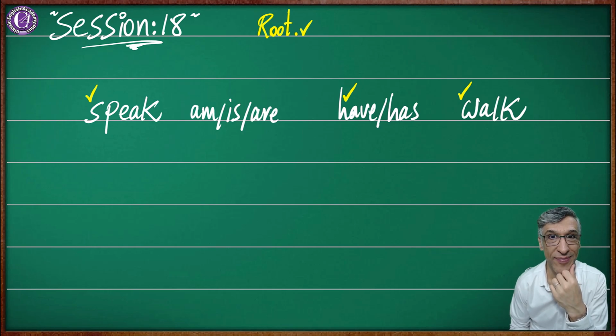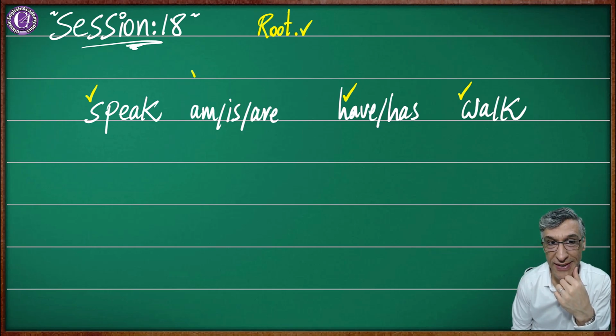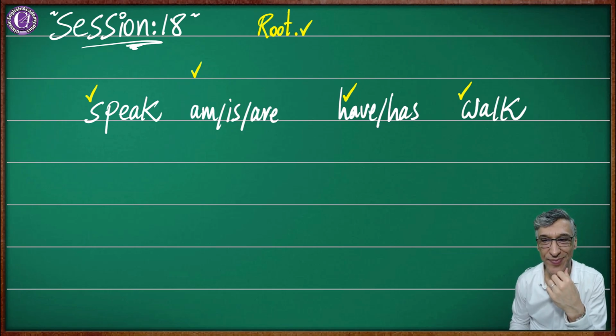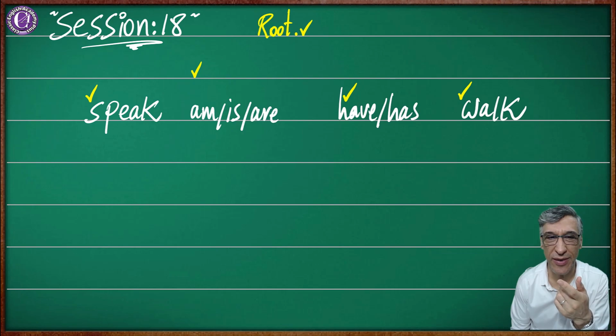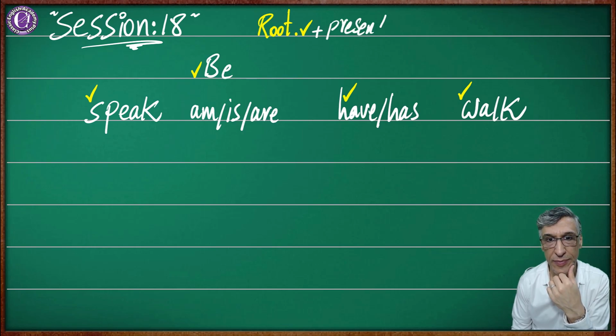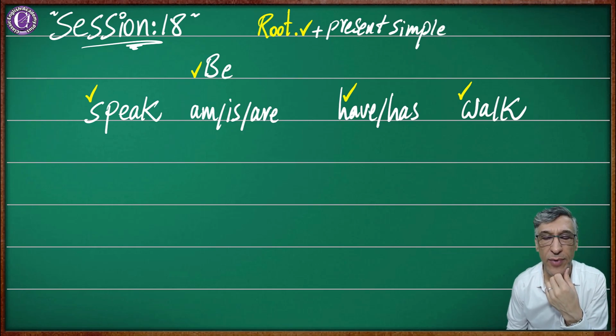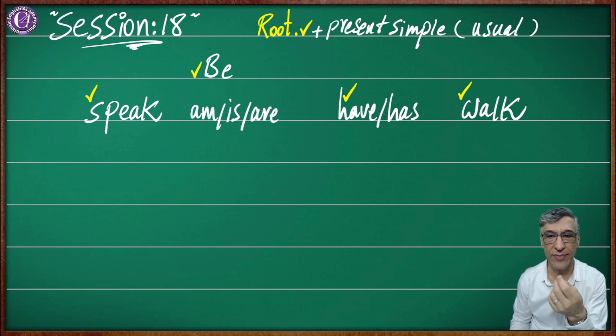Okay, what about to be? Yes, the root of the verb is here. What is it? Do you remember? This is very special, huh? Because the root of the verb is not the present simple. The root of the verb is be. So we have the root of the verb plus present simple. And this present simple is going to show our routine, our usual things that we do. Very simple things, huh? Yeah, do you remember that?